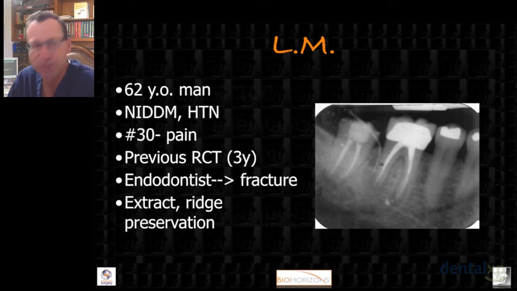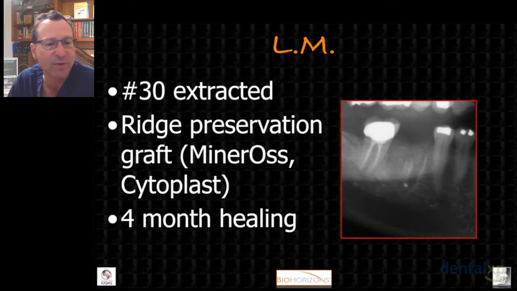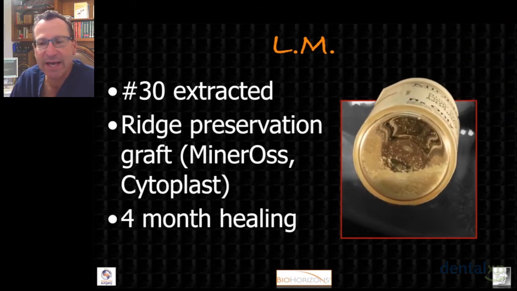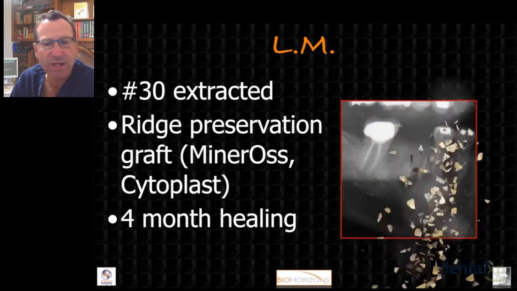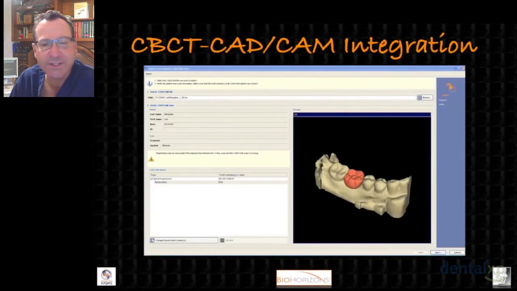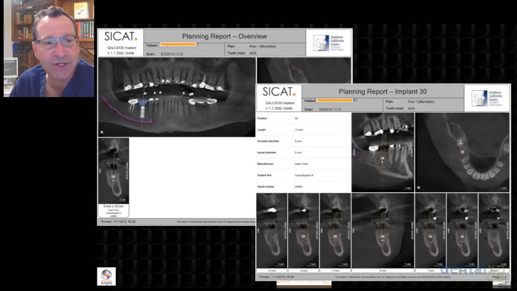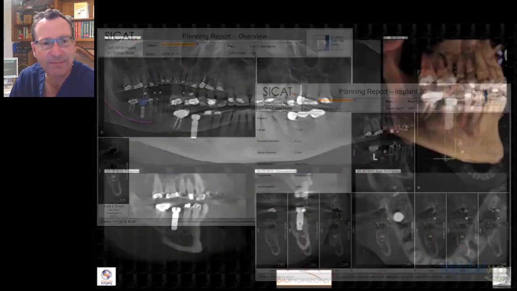So we took this tooth out, and I grafted it with some Mineros and Cytoplast, waited 4 months, and this is with Mineros, freeze-dried mineralized bone. And at 4 months, now we're going to do our implant planning. We've got our CAD/CAM image of the patient's quadrant along with the proposed restoration. We import that into our cone beam scan and use this for our implant planning.